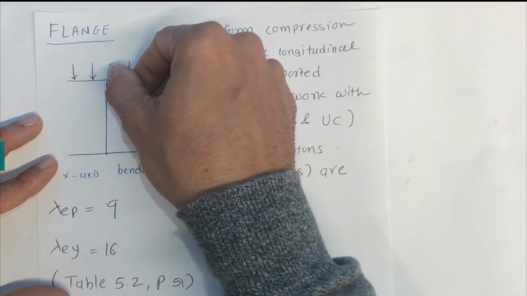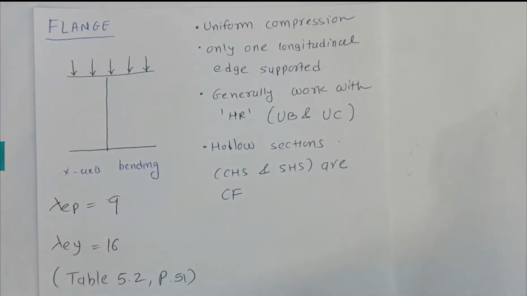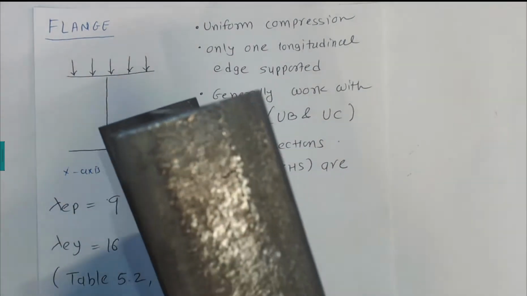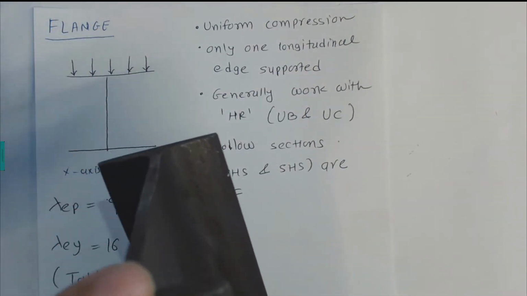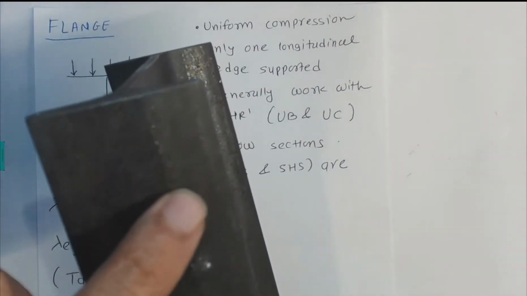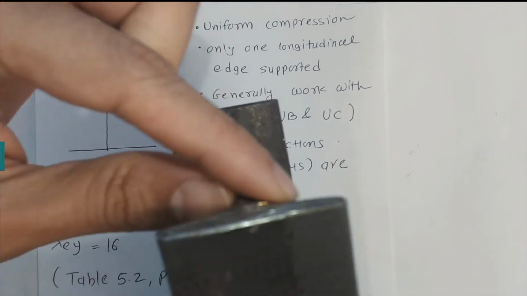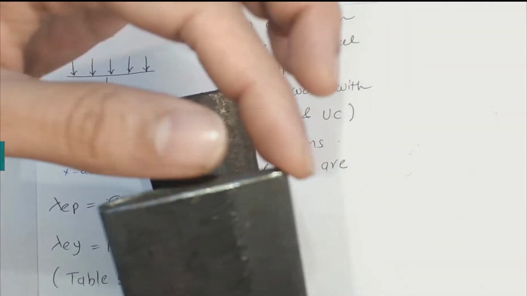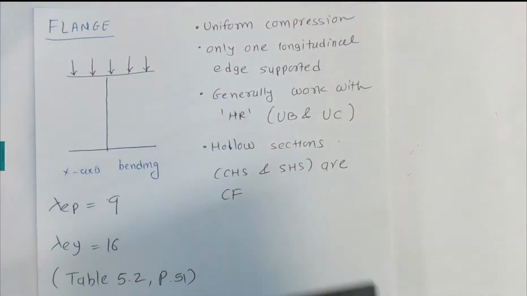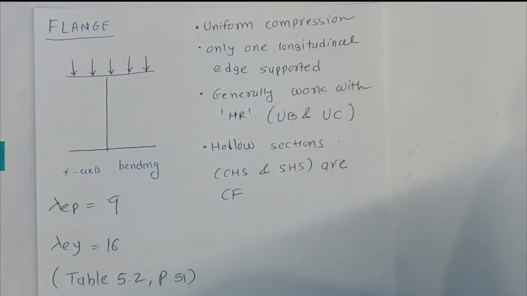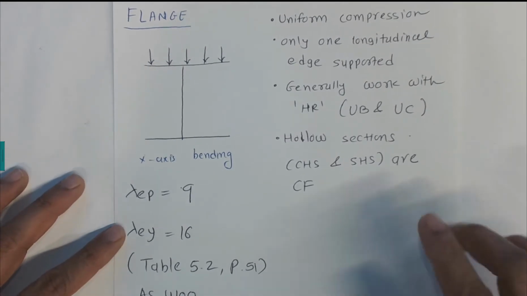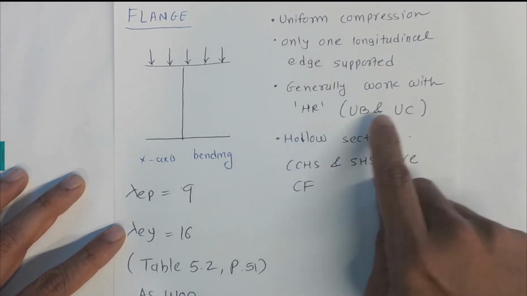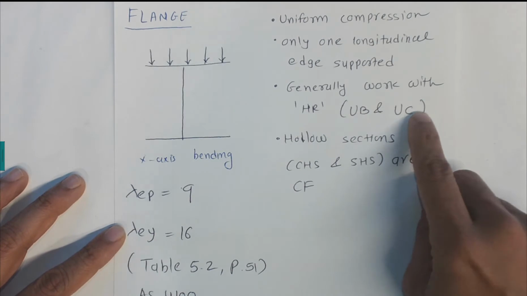What does it mean? If I take the I-beam, here we have one longitudinal edge. If you look here, the one longitudinal edge along this is supported by this web, and this edge is free. So generally we are working with this outstand.